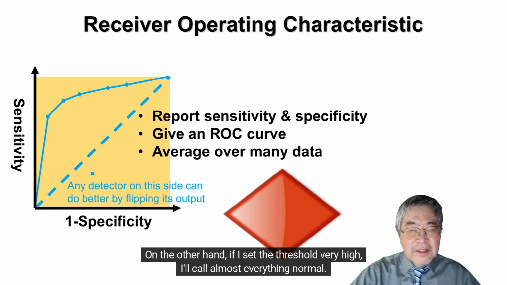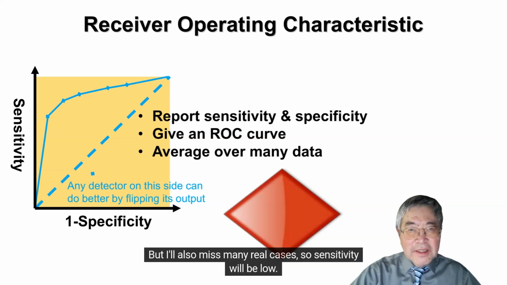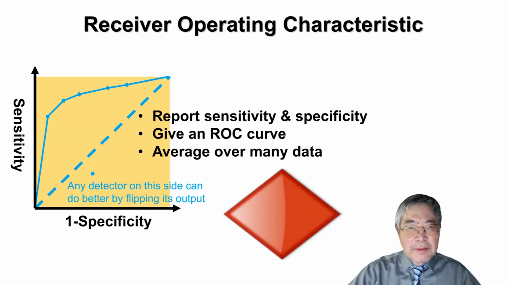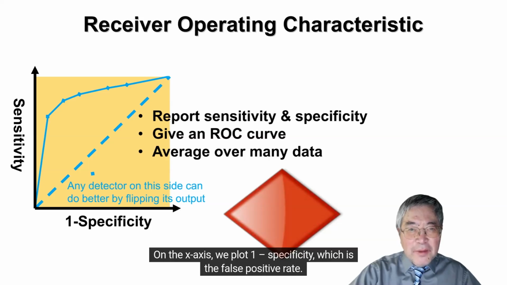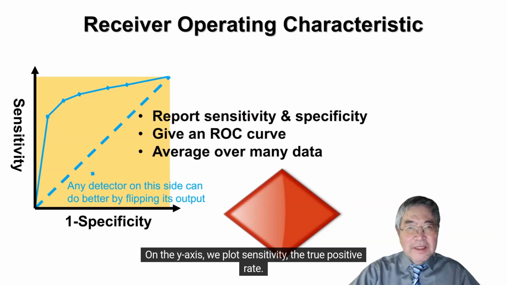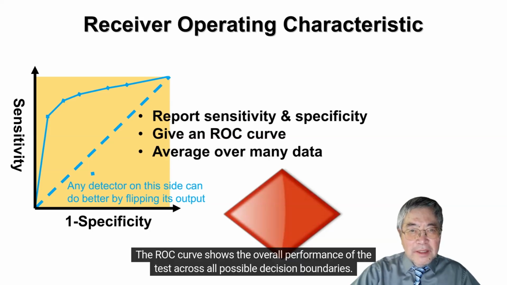On the other hand, if I set the threshold very high, I'll call almost everything normal. That means I'll have very few false alarms, so specificity will be excellent. But I'll also miss many real cases, so sensitivity will be low. The ROC curve captures this trade-off. On the x-axis, we plot 1 minus specificity, which is the false positive rate. On the y-axis, we plot sensitivity, the true positive rate. By sweeping through all possible thresholds, we trace out the curve. The ROC curve shows the overall performance of the test across all possible decision boundaries.